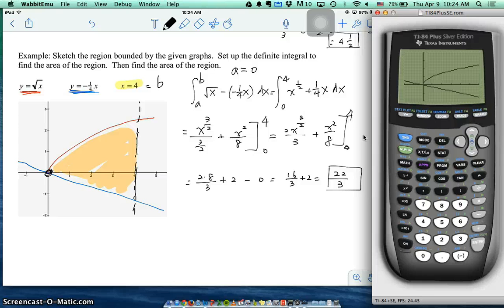Okay, so I'm going to stop right here. I'm going to do part 2 and part 3 because I don't want the video to be too long. So I will see you guys in part 2. This is notes for AP Calculus and the subject of area between two curves.